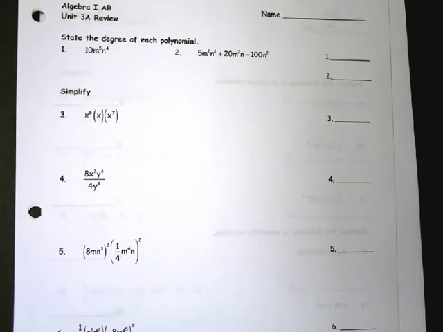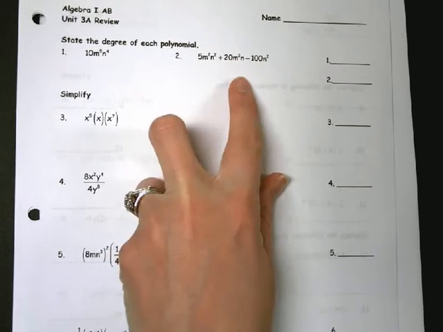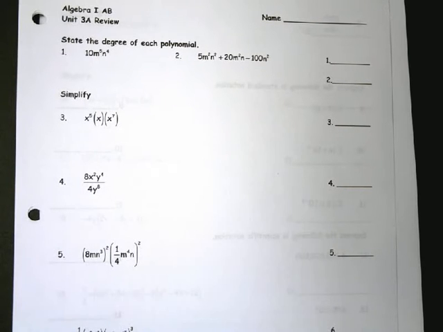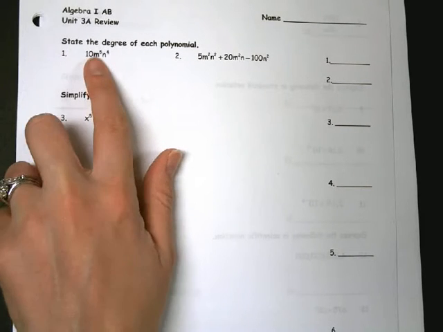Alright, you guys, this is Unit 3A, pages 1 and 2. I'm going to work the evens. This review is all about exponents, polynomials, and monomials. Polynomials means there's more than one group. Monomials mean there's just one group here.